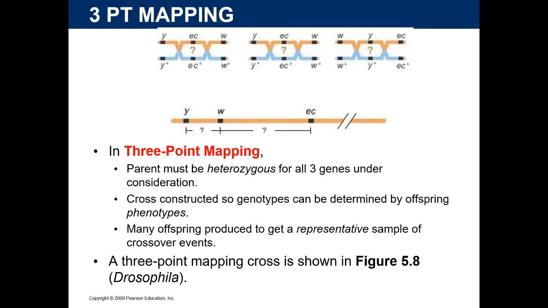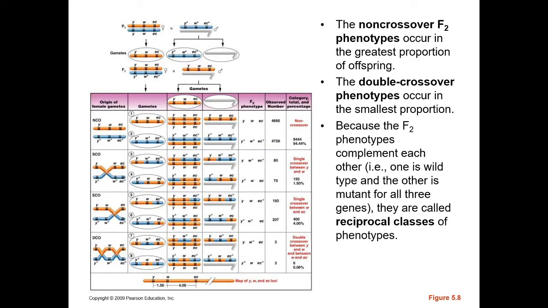So this is what's called triple mapping. In triple mapping, the parent must be heterozygous for all 3 genes under consideration. It is cross-constructed, so genotypes can be determined by offspring phenotypes. Many offspring are produced to get a representative sample of crossover events. So the 3-point mapping is shown in figure 5.8. So this is figure 5.8.